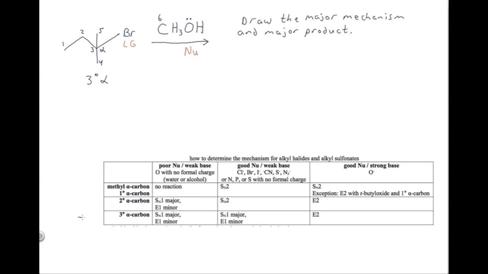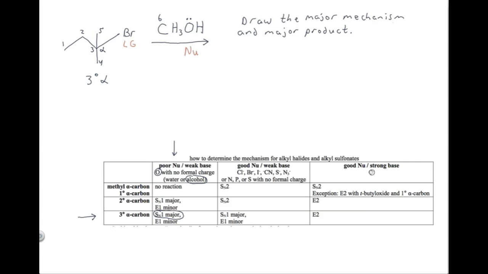We're in the bottom row of the table because we have a tertiary alpha carbon. And our nucleophile is the neutral oxygen in an alcohol, which puts us in the left-hand column. So the major mechanism will be SN1.